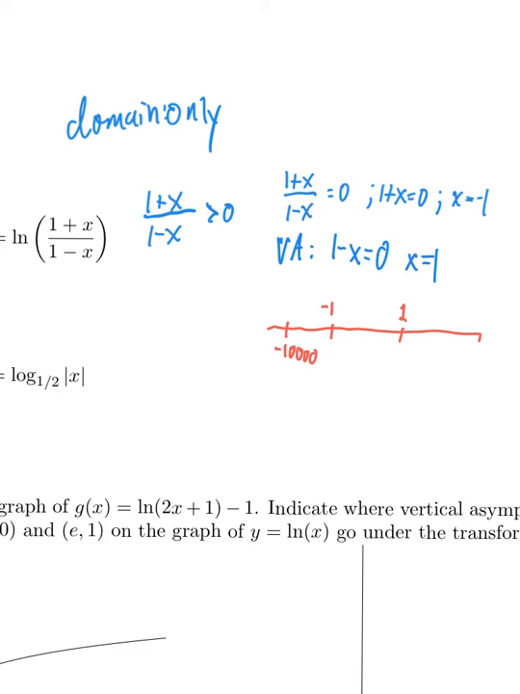Plug in a really, really big negative number. The value of the function should be close to the horizontal asymptote. So y should be close to the horizontal asymptote, but look at this function. It's a linear function divided by a linear function. Leading coefficient is 1. Leading coefficient is -1. So the horizontal asymptote is at -1.